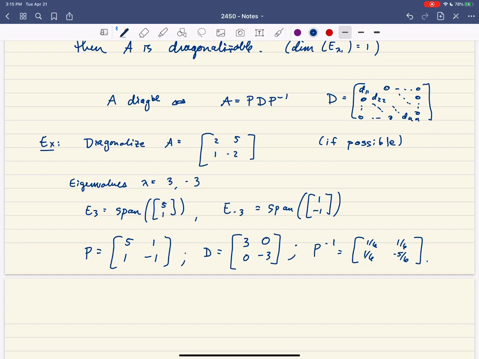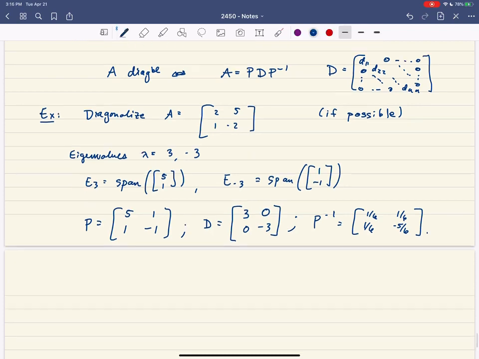I also want to point out something really neat that happens. Notice that in order for A to be diagonalizable, we have to find an invertible matrix P where this is possible. And it turns out that P is going to be invertible in this case because the eigenspaces are spanned by linearly independent vectors. And we know that if our vectors are linearly independent, the determinant of the matrix whose columns they are has to be non-zero, and therefore it has an inverse, and everything works out perfectly well.